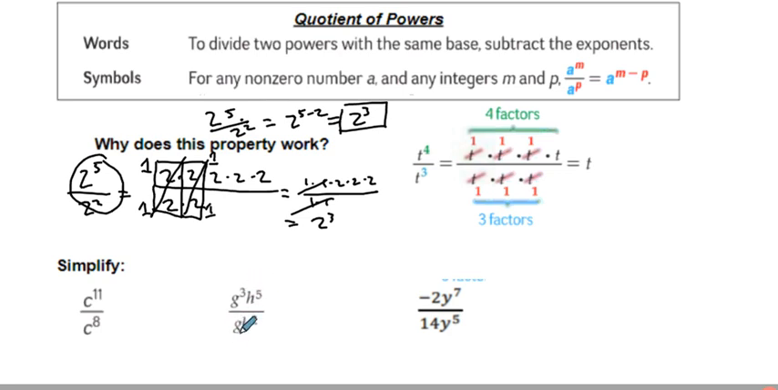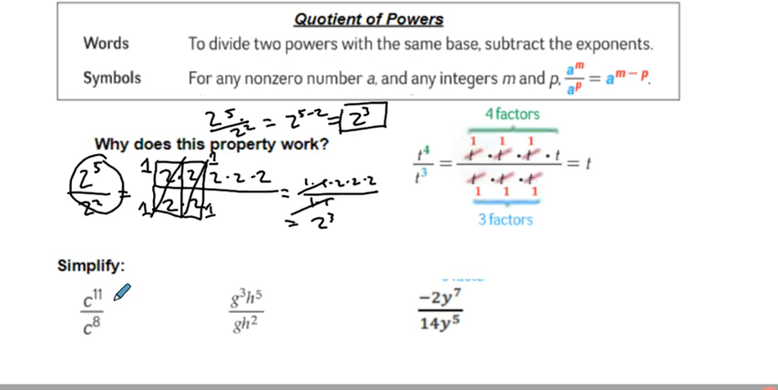I'm just going to do G's together. I'm just going to do H's together, all that, okay? So this first one here, we have C to the 11th over C to the 8th. Now, if I actually wrote out 11 C's on top and 8 C's underneath it, you would be able to make 8 pairs of C over C, which would equal 1. Anything divided by itself, doesn't matter what it is, is 1.